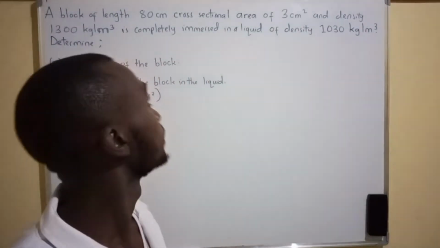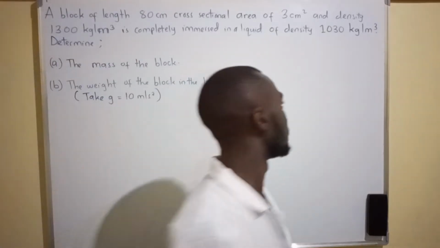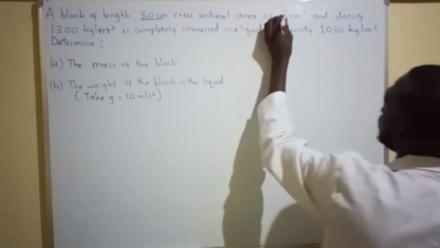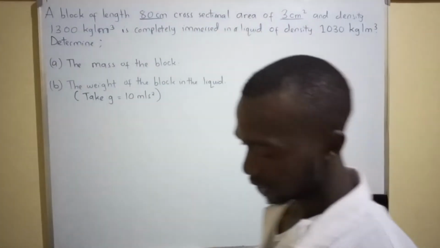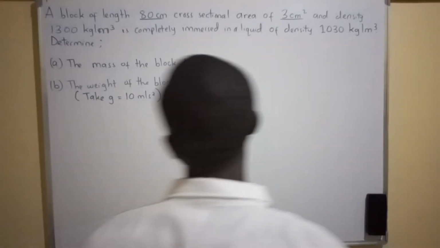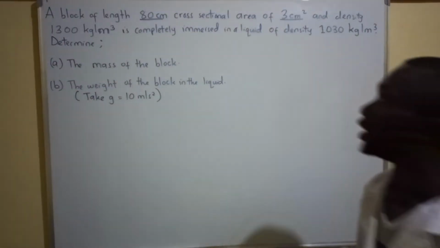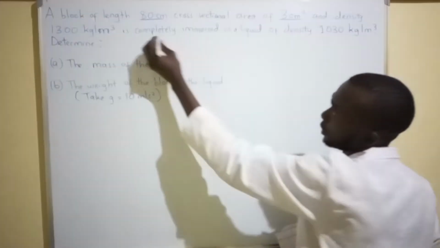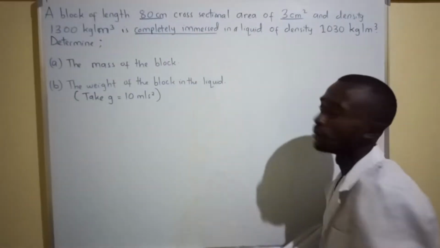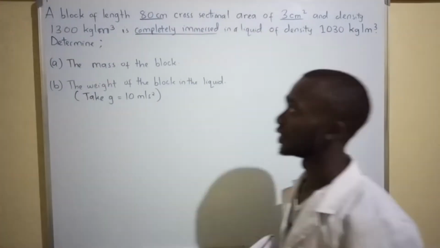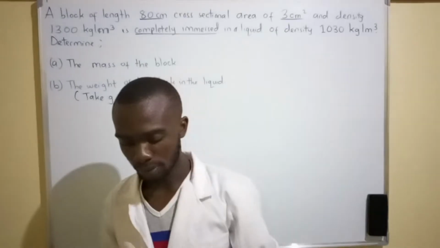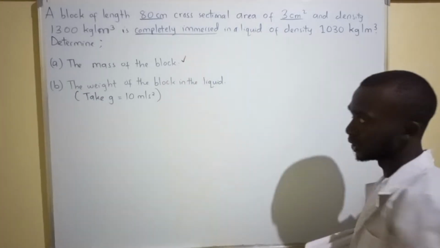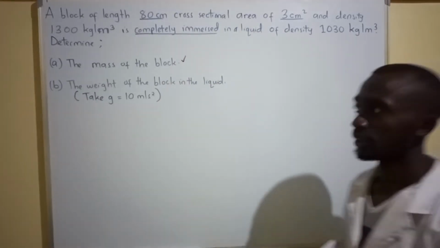Now, the question today is: a block of length 80 centimeters. So the length of the block is 80 centimeters. The cross-sectional area of the block is 3 square centimeters. The density 1300 is completely immersed in a liquid of density. So the keyword here is completely immersed, in a liquid of density 1030 kilograms per cubic meter. Determine the mass of the block, and the weight of the block in the liquid.